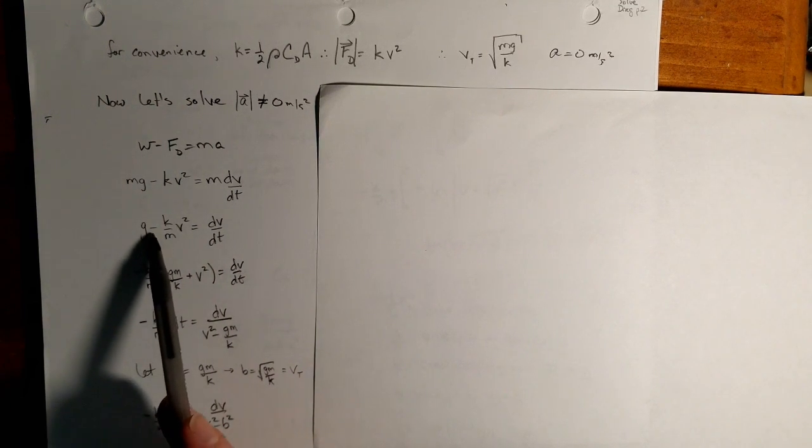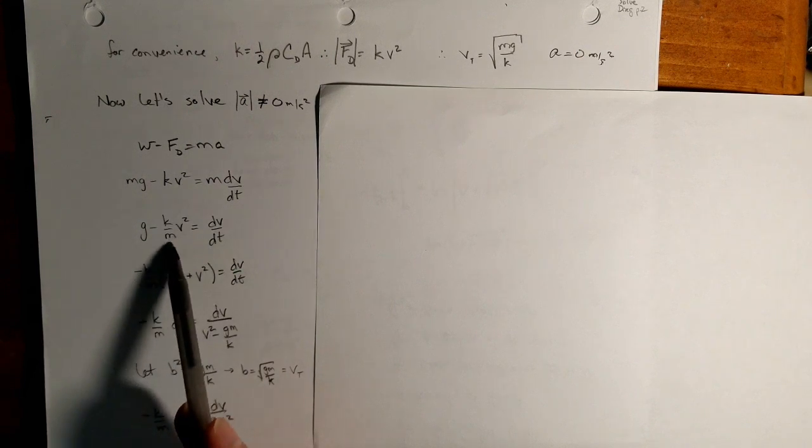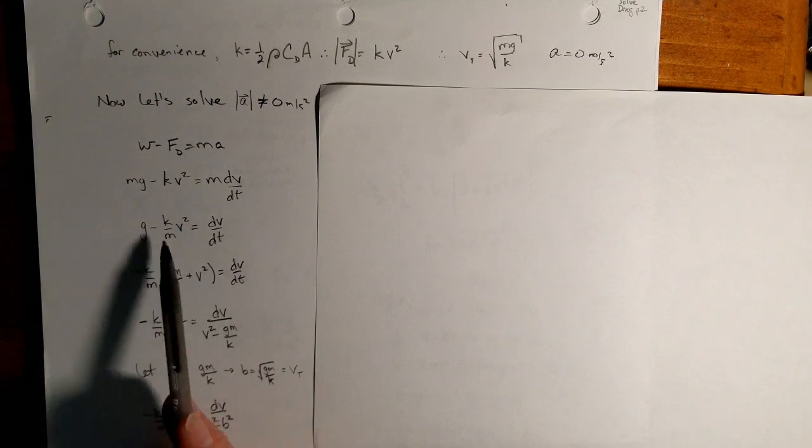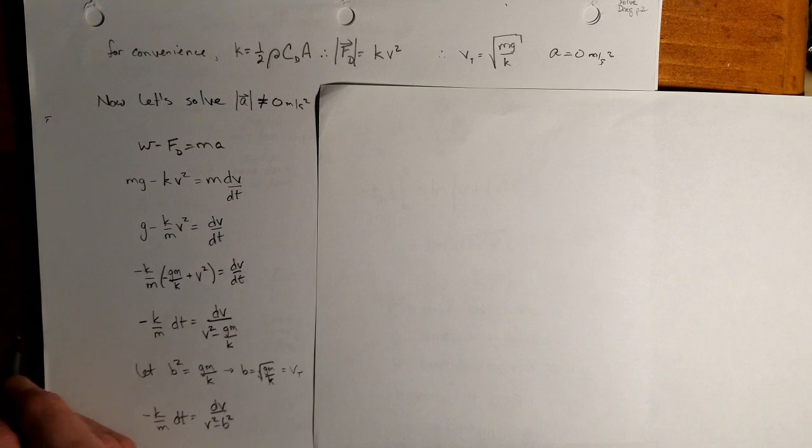Dividing by the mass, we get g minus k over m v squared is equal to dv dt. Mass cancels out on the right-hand side, and on the left-hand side, it cancels out in the first term and shows up in the second term now. Factor out negative k over m. I'm left with negative gm over k plus v squared is equal to dv dt.